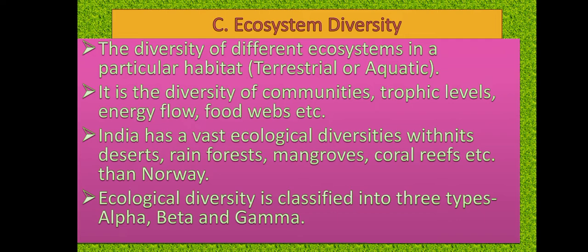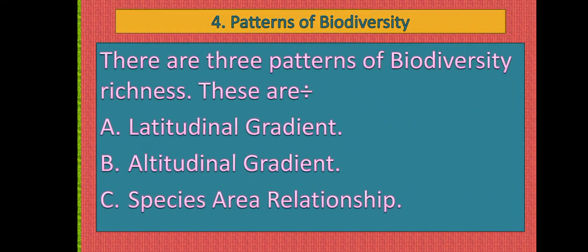India has more ecosystem diversity than Norway. We know that India is a subtropical country, and Norway is a polar country. Norway has less number of ecosystem diversity, but India has a vast variety of ecosystems. And ecological diversity is classified into three types. It may be called alpha, beta, and gamma. And about alpha, beta, and gamma ecosystem diversity we have to study in higher classes.